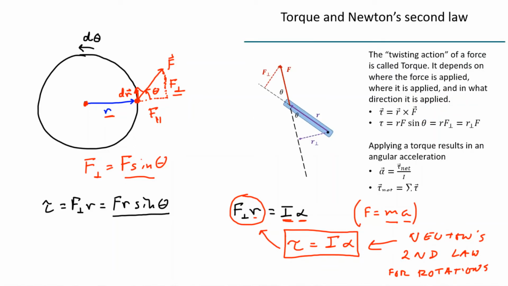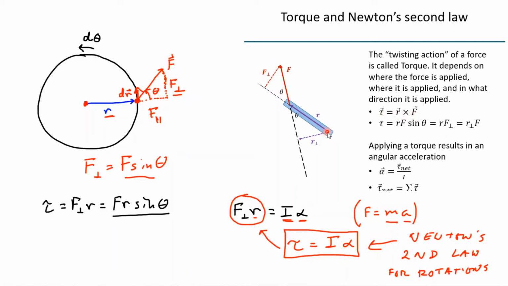So, the torque is what we call the twisting action of the force. It's how much a force makes an object rotate. And we define this torque using the cross product. The torque tau equals the cross product of the vector r and the vector F.